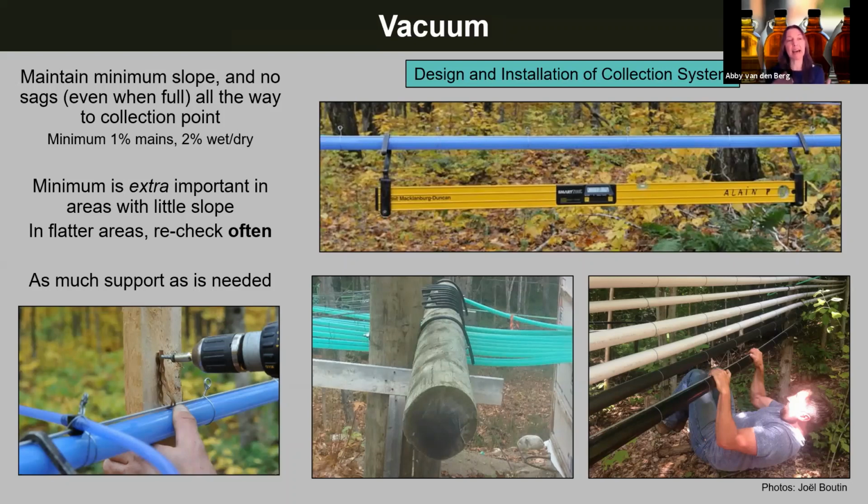And maintaining that minimum slope without sags really requires as much support as is needed, often more than you think. This is a really great example of a main line with totally enough support, or at least it should be enough support to be fully full and maintain its slope all the way down.